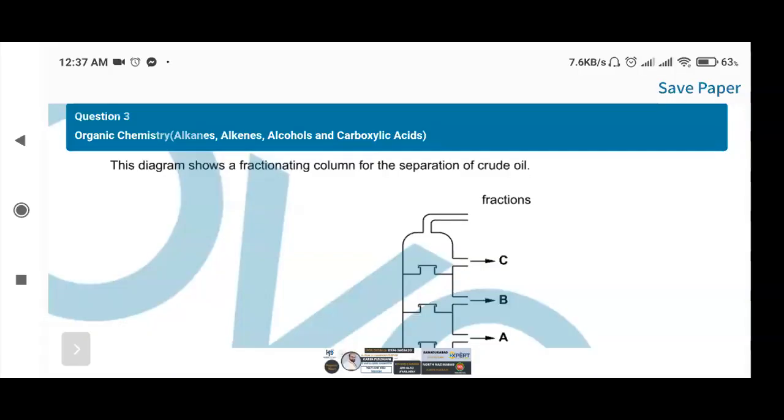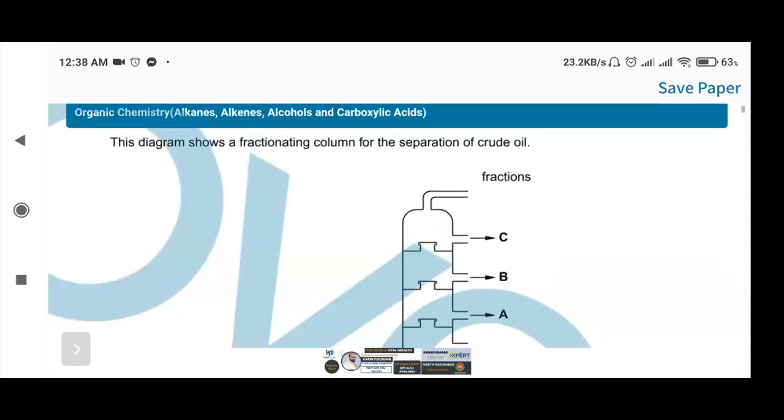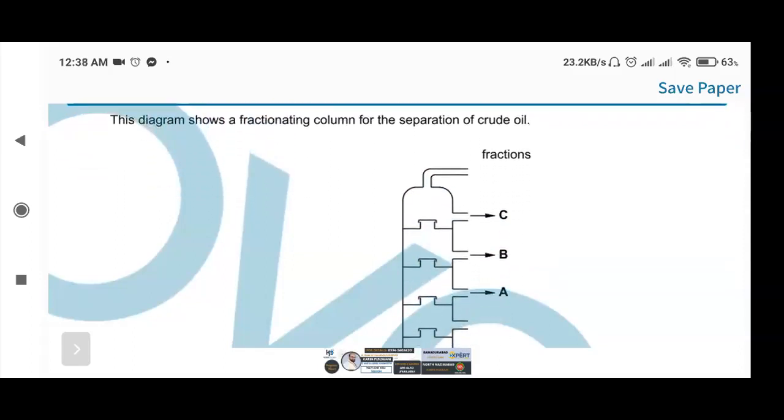Okay, so let's start the last minute revision of chemistry for O level. We will just limit ourselves to solving the theoretical questions.